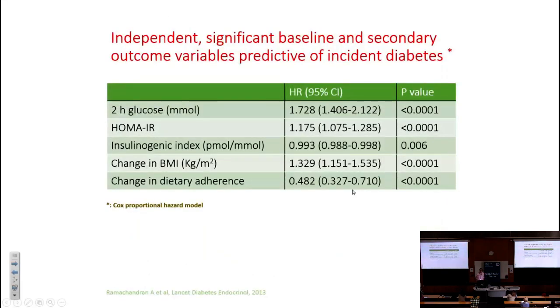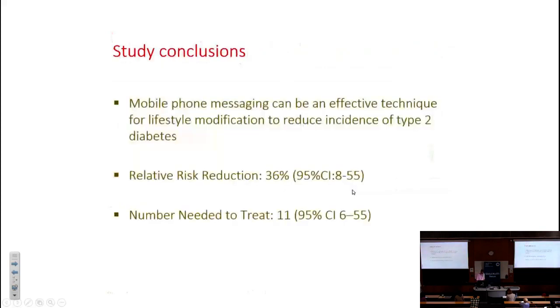When we look at who is most likely to benefit, and this comes back to one of those questions about what is an effective strategy for preventing type 2 diabetes, as you'd expect, those with higher 2-hour glucoses were harder to address and were more likely to have incident diabetes within the study. Those with a higher HOMA score for insulin resistance were more likely to develop incident diabetes. Those with a lower insulinogenic index, those with higher changes in BMI and greater changes in dietary adherence, and that's sort of what you'd expect. So those people who had the higher glucoses, were more insulin resistant, had the higher BMIs and were less dietary adherent during the study were most likely to develop type 2 diabetes during the study.